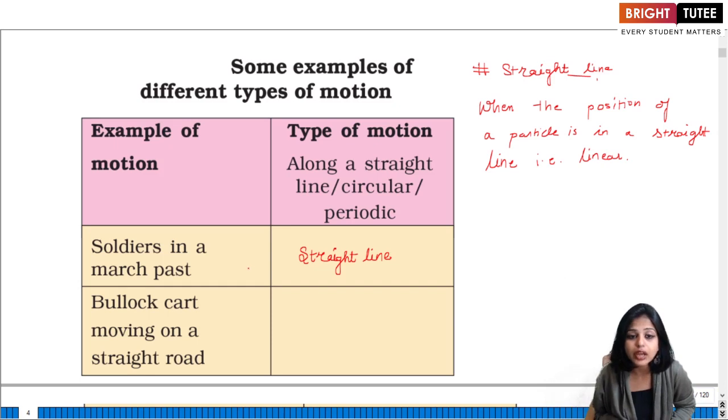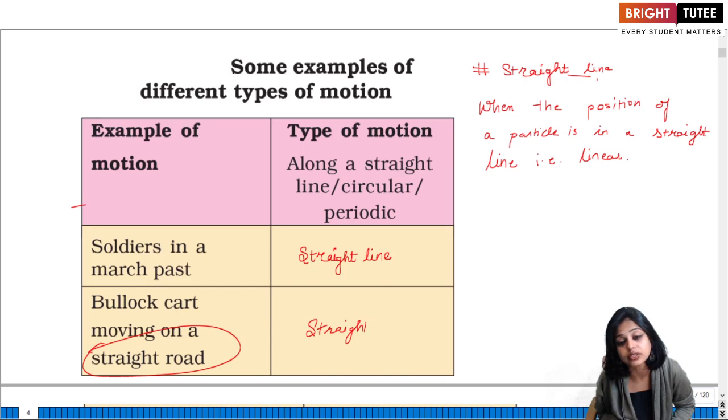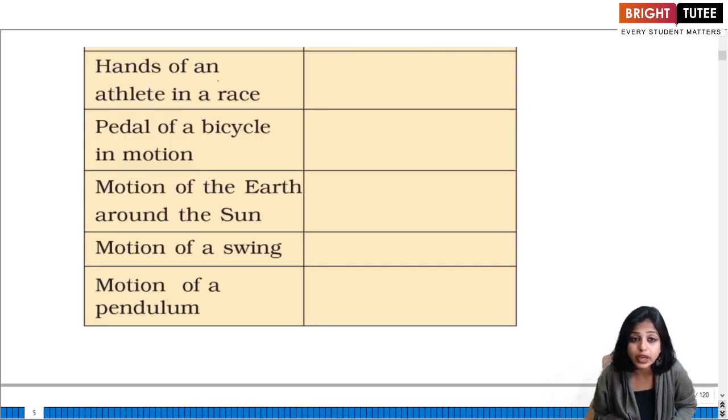Next is a bullock cart moving on a straight road. If the bullock cart is moving on a straight road, we definitely know the bullocks are going on a straight line only. So the answer to this also comes out to be straight line motion. Let us figure out the other one. Hands of an athlete in a race. When an athlete runs, whenever we run or jog or walk in a pace, we always do this in a very rhythmic manner. Hence, we can call it periodic motion.